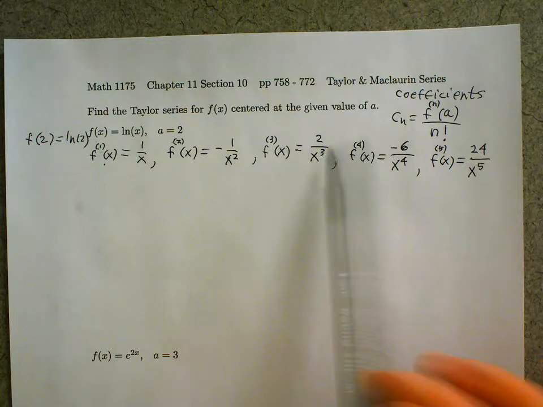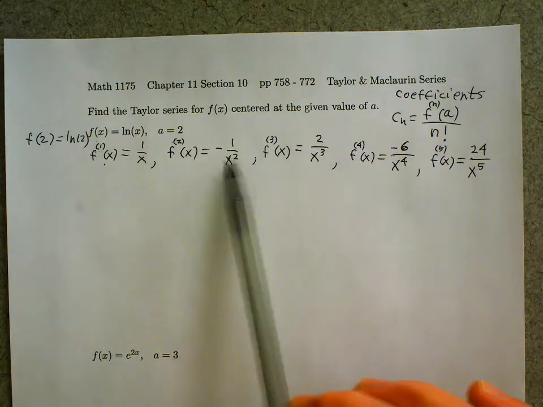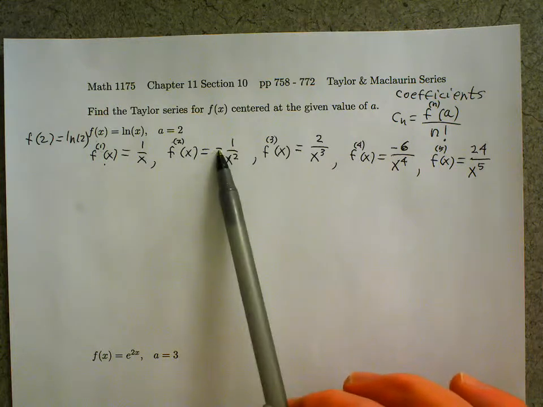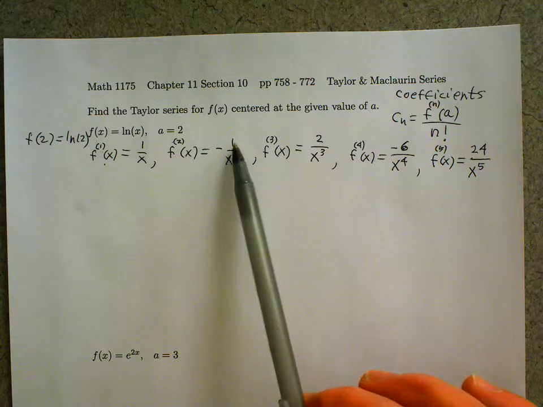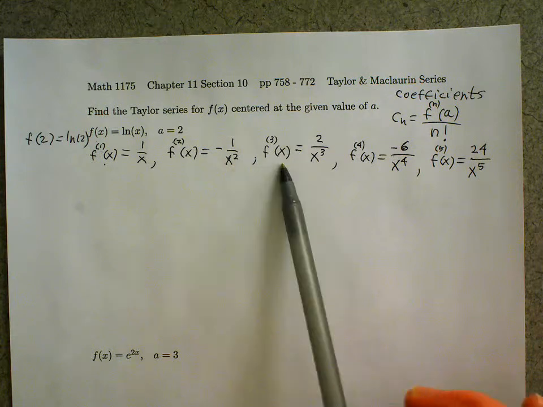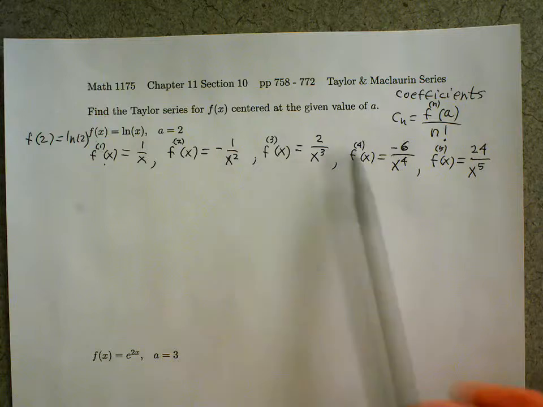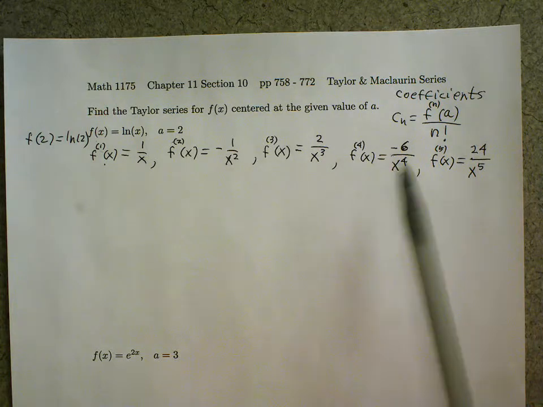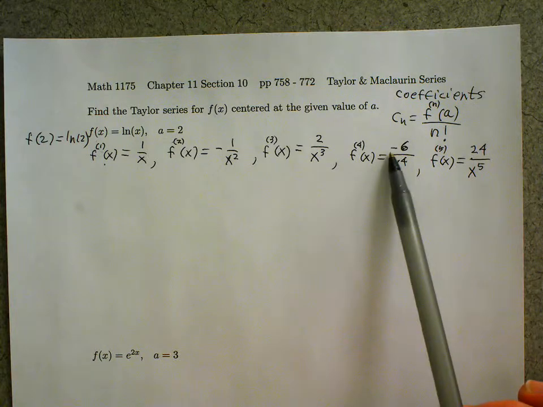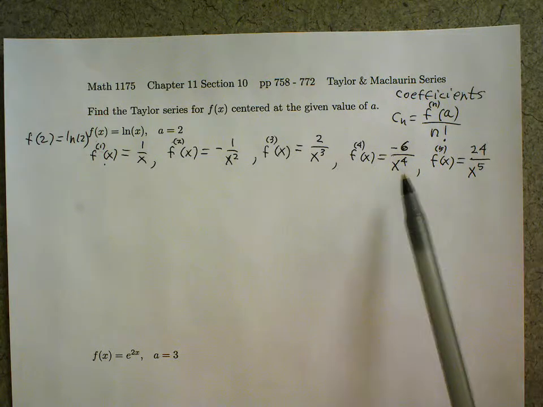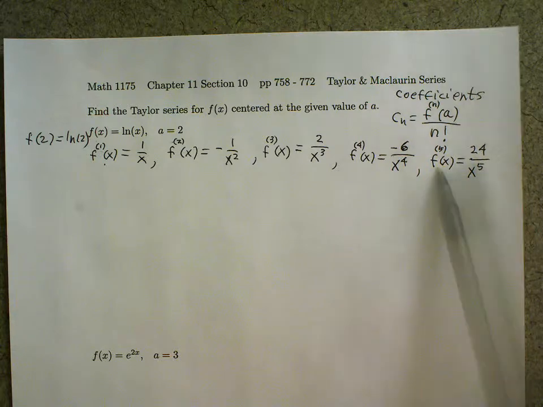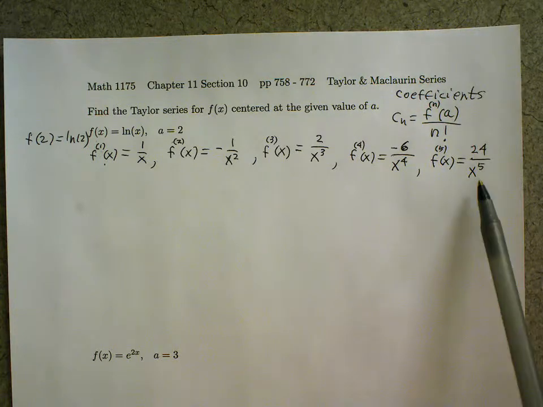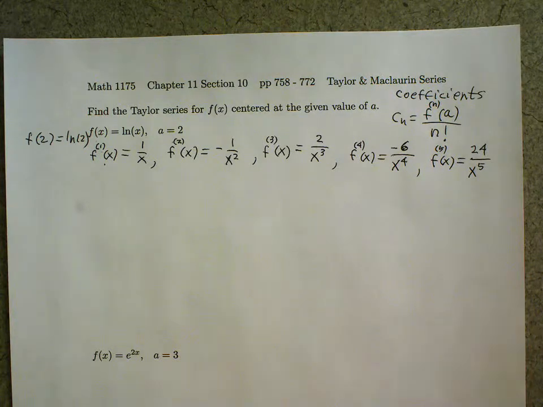But notice, starting with the second derivative, we have the negative of 1 factorial over x squared. For the third derivative, we have 2 factorial over x to the 3rd. In the fourth derivative, we have negative 3 factorial over x to the 4th. For the fifth derivative, in the numerator, we have 4 factorial over x to the 5th. Just an observation that can be useful.